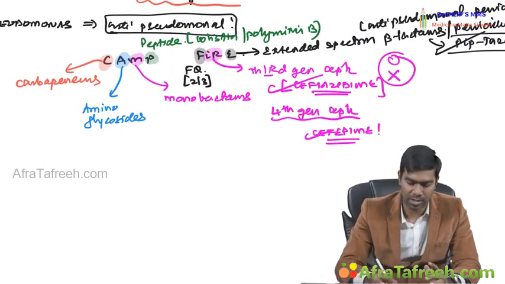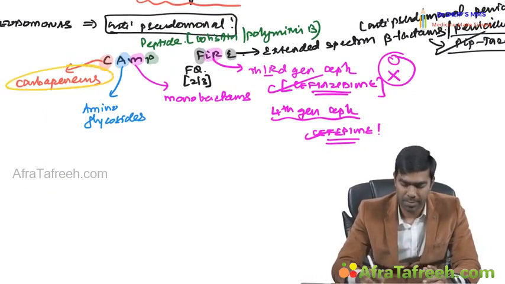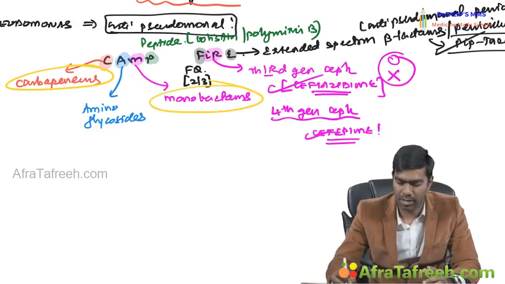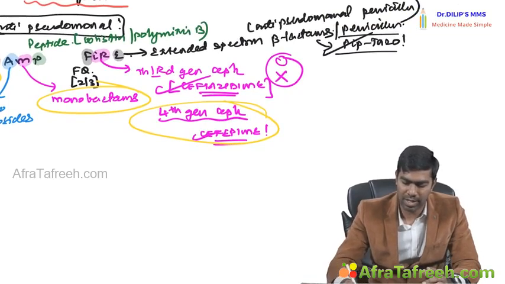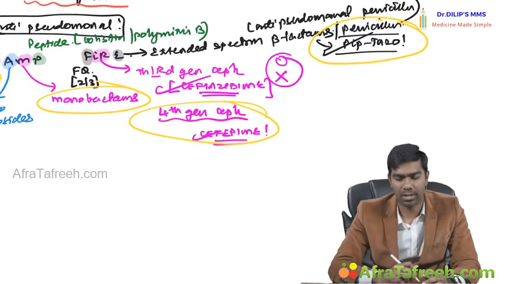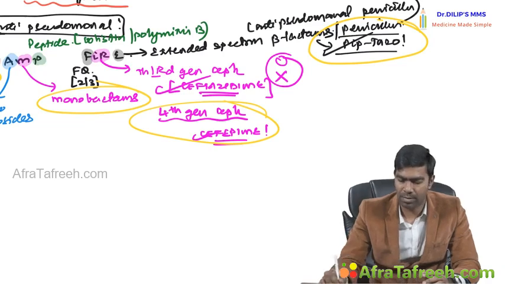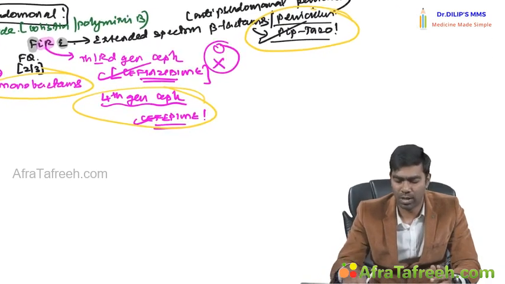What are the beta-lactams that are seen here? Carbapenem is a beta-lactam. This monobactam is a beta-lactam. This cephalosporin, 4th generation, 3rd generation, beta-lactam. Then this extended spectrum penicillin is also beta-lactam, which means you have all the 4 groups that are available.